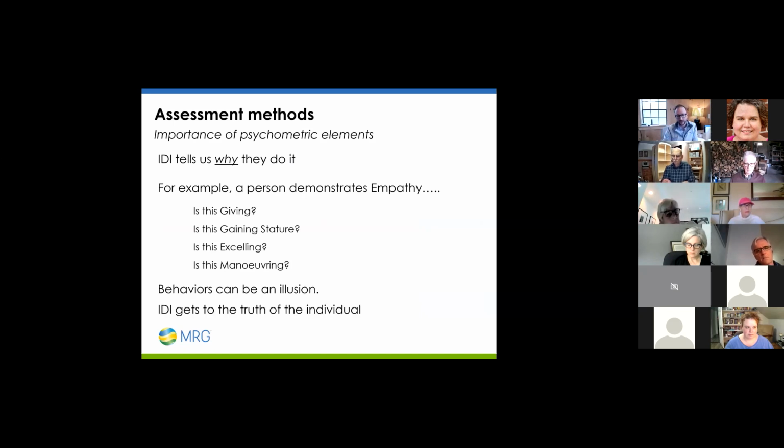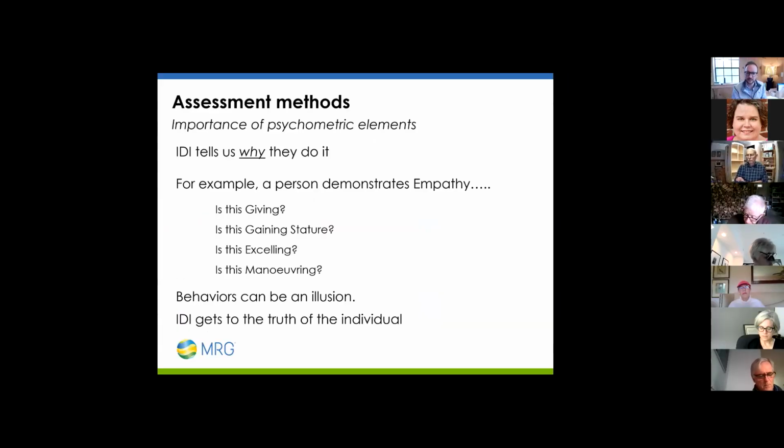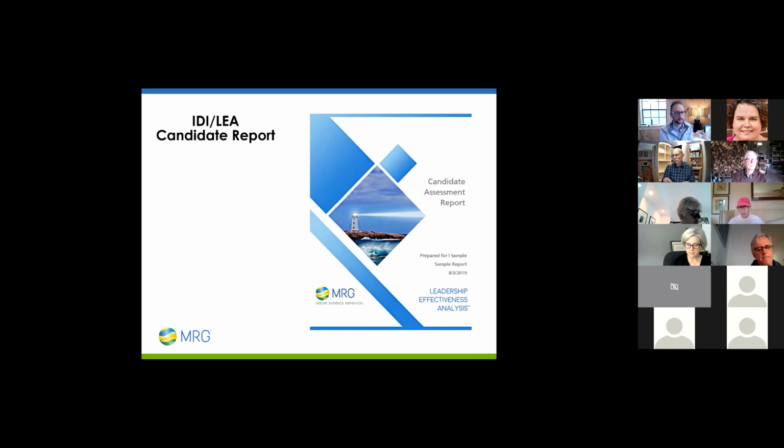So very simply, behaviors can be illusion, and the IDI gets to the truth of the individual. One of the case studies here today is the opposite in some ways, where there's actually lower empathy, but there are elements in the IDI that would make it confusing. So why does it happen the way that it does? It's a great example of how, if you just use the LEA, it might distort your view in some way. And so using the IDI really can be helpful in getting to the truth of the individual and rounding out your own approach for conveying whatever it is you want to convey to the client.